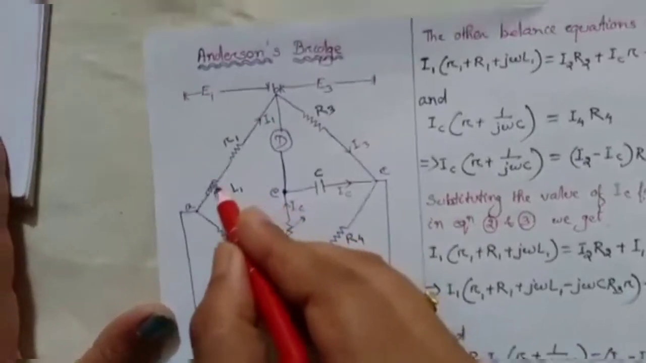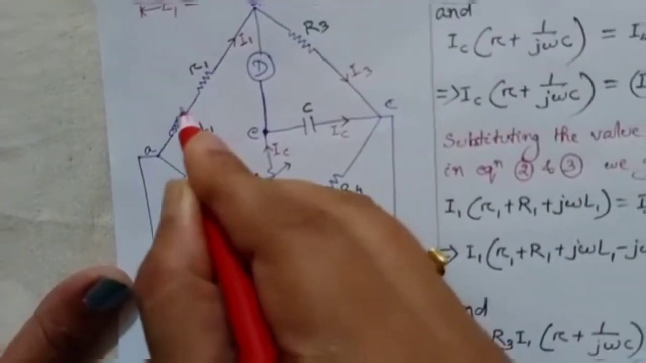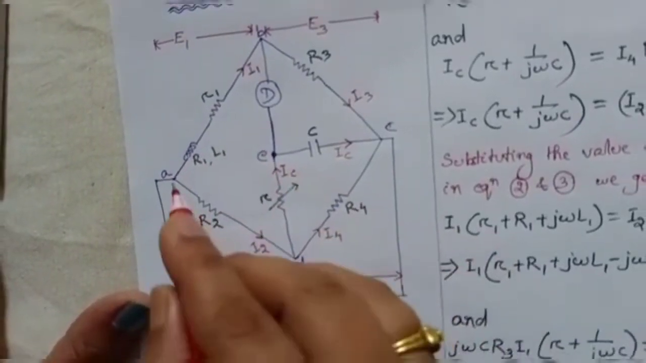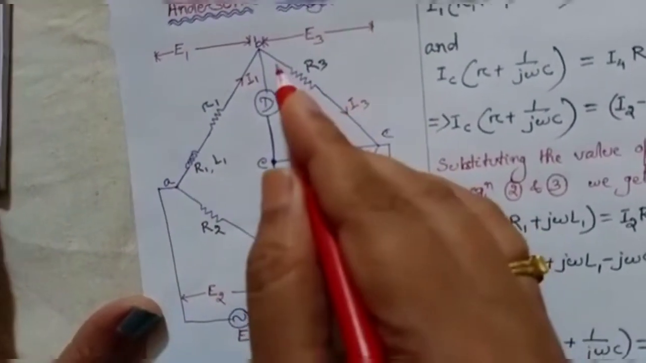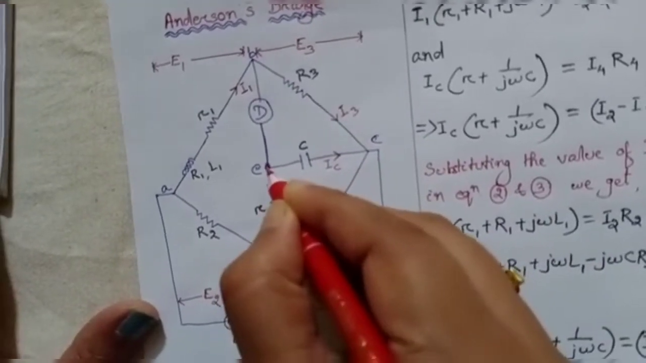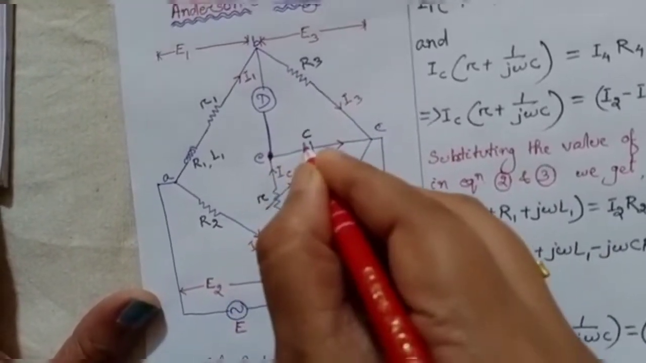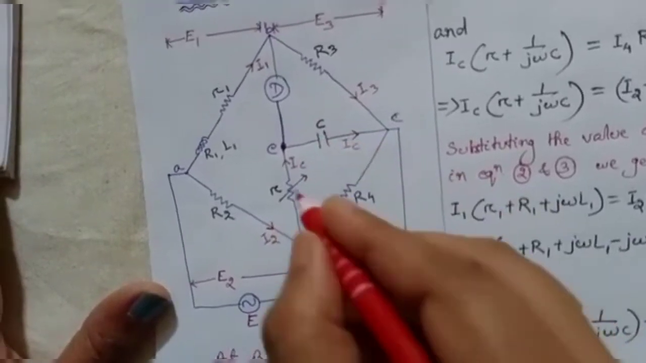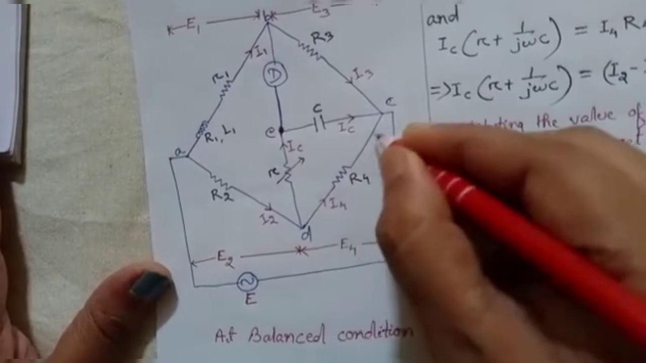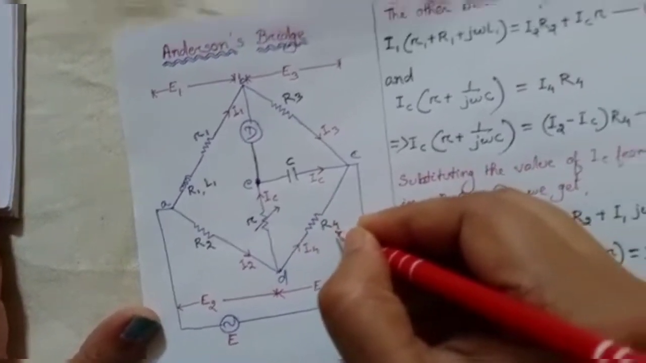This is the unknown branch, the L1 we need to find out. This is R1. Here branch 2 is R2, branch 3 is R3. Here we have another extra node, that is E. In between, a capacitance is connected. Here is one variable resistor r, from E to D, and from D to C, in branch 4, we have one resistor R4.